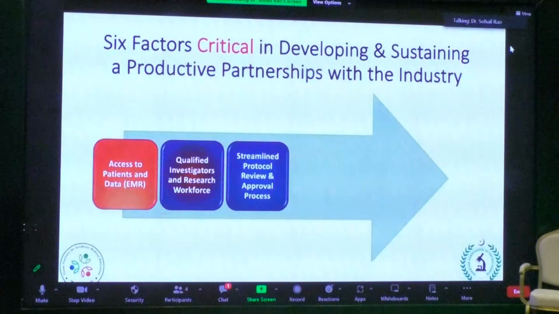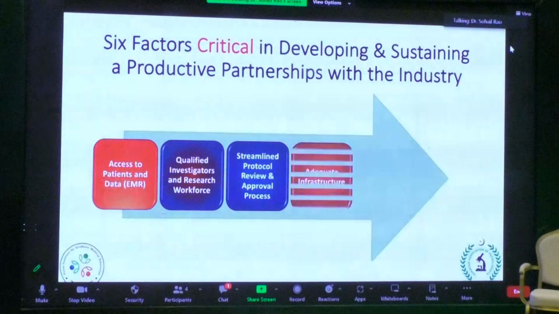The third is that you have to have a streamlined protocol review and approval process. This is one of the major reasons why it was difficult to take the Preventable study to Pakistan, because the process for getting protocol review and approval was so arduous that NIH just gave up.